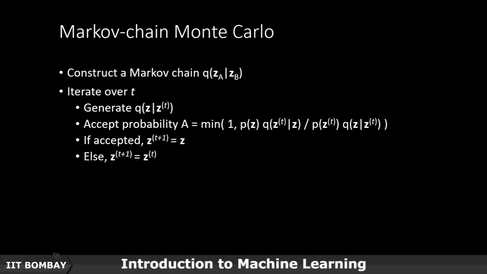So if we do not find a good q of z, there are other ways of sampling from p of z by constructing something called a Markov chain. So what we saw before this, that all the z samples that were generated from q of z, they were independent of each other, they were IID, independently and identically distributed. Whereas in Markov chain Monte Carlo, the sample that will be generated will be based on the previous sample. It will have a conditional distribution over the previous sample.